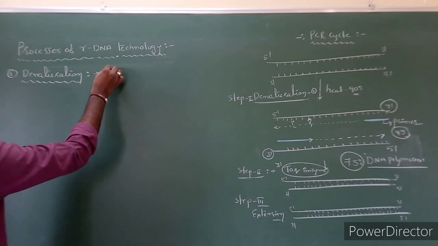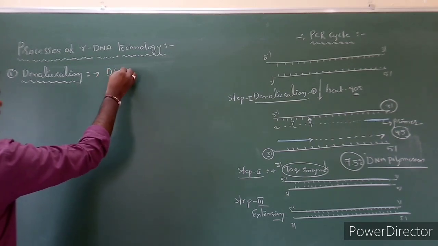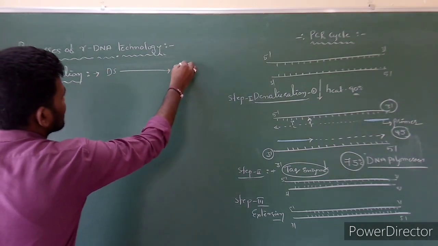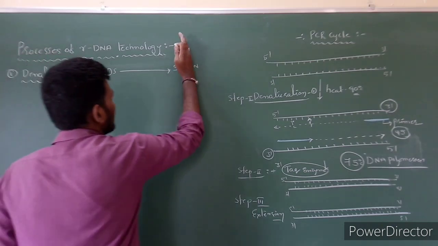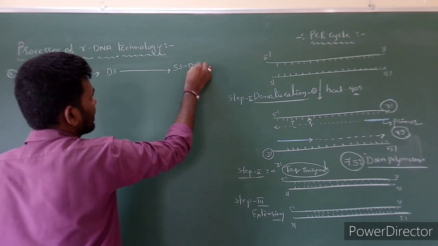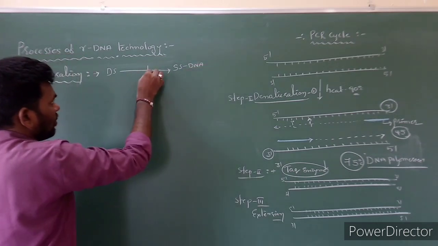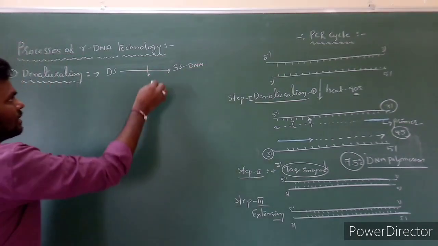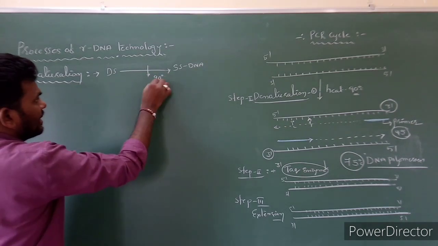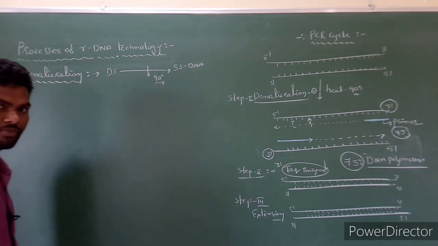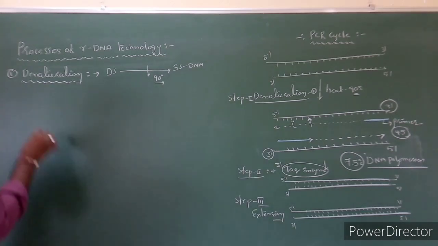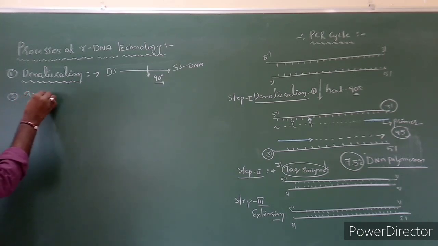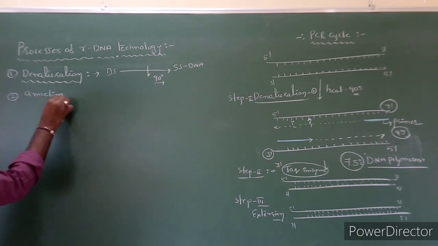Denaturation means what? Double stranded DNA becomes single stranded DNA in the presence of high temperature, nearly 90 degrees Celsius. So that is simply called what? Denaturation. And the second step is what? Annealing.